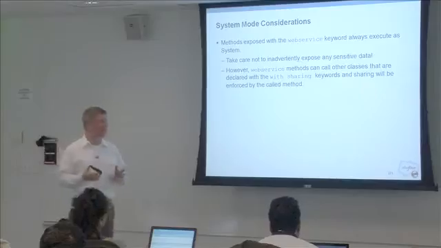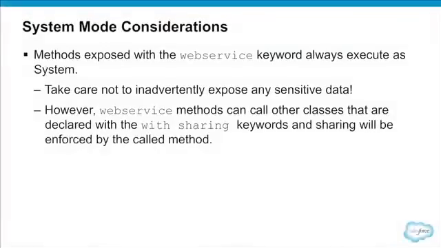But what you can do is create a class, apply with sharing to that helper class, and then call it from the method that contains the custom web service. So it's just a nuance, but all you need to do is create a second class and then call that second class.